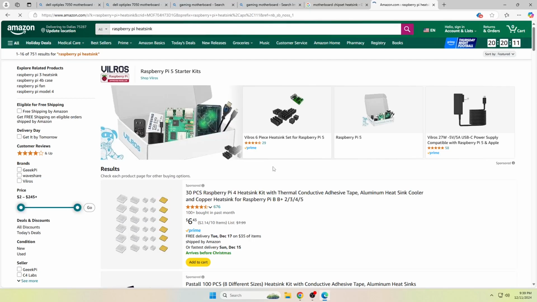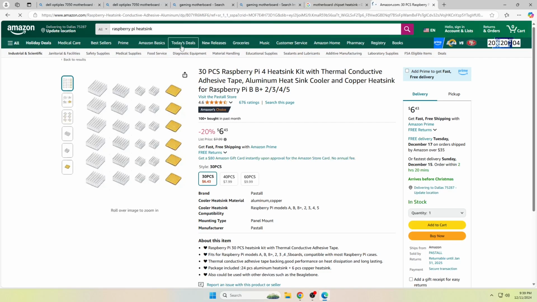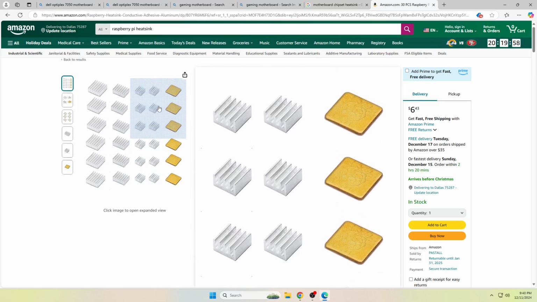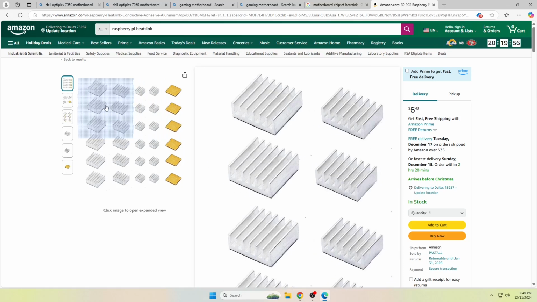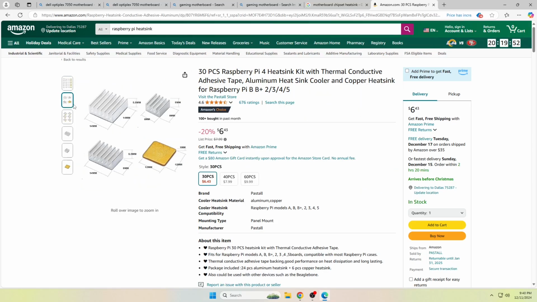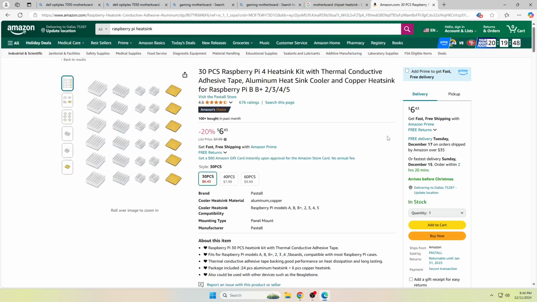The Raspberry Pi's got a really tiny CPU, and I bet, yep, look at that. Boom, right there. Okay, first one: 30-piece Raspberry Pi 4 heatsink kit for $7. Honestly, that's not terrible. Looks like it comes with a couple different sizes and everything. I really only need the one. I don't even know what the heck else I would use all these different sizes for.